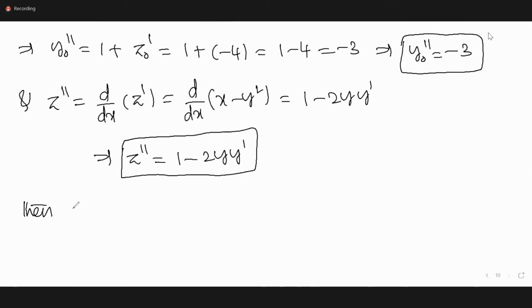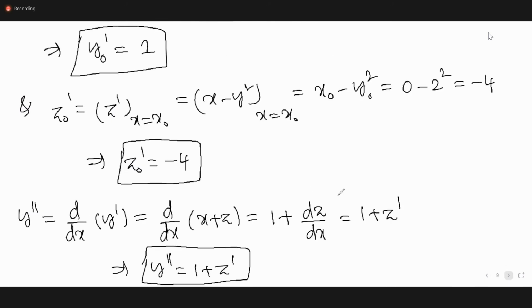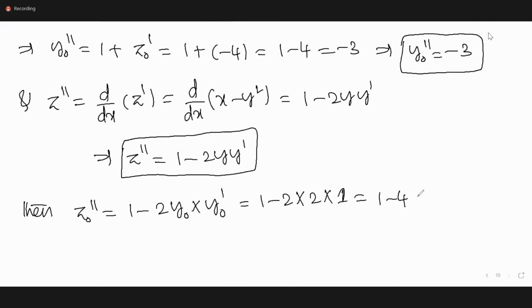Then z naught double dash is equal to 1 minus 2 into y naught into y naught dash. 1 minus 2 into y naught is 2. y naught dash, what is y naught dash? 1. So 1 minus 4, that is minus 3. So z naught double dash is equal to minus 3.